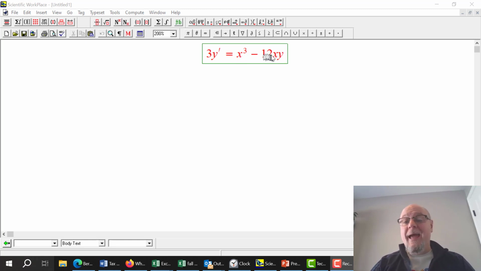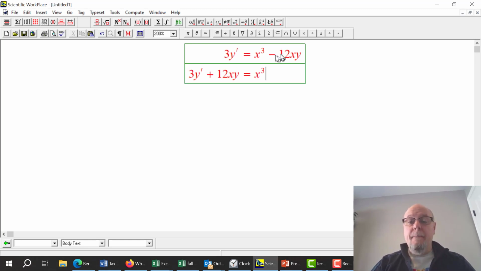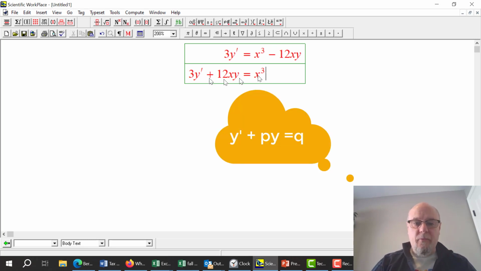Oh, it's first order and it's linear. So I'm going to put it into that form. The first thing I'm going to do then is move the minus 12xy over to the other side. What I'm trying to do is put it into the form y prime plus py equals q. So it's strictly y prime, so I can't have any numbers in front of here, or I have to have a 1. So I'm going to divide the whole equation through by 3.